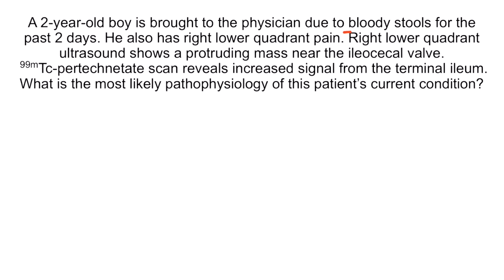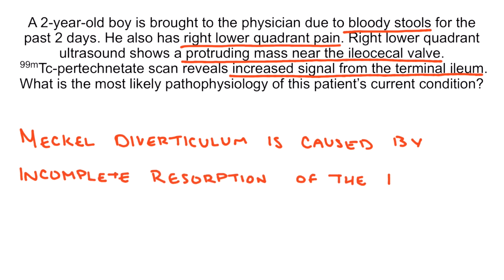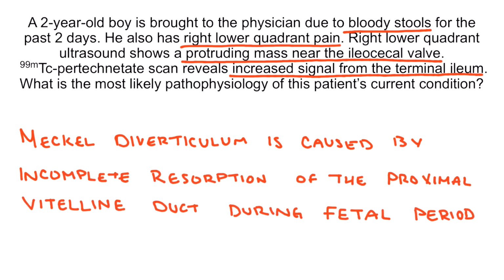This patient presents with bloody stools and right lower quadrant pain. The right lower quadrant ultrasound shows a protruding mass near the ileocecal valve. Tc pertechnetate scan reveals an increased signal from the terminal ileum. These findings are consistent with the diagnosis of a Meckel diverticulum. Meckel diverticulum is caused by incomplete resorption of the proximal vitelline duct during the fetal period.